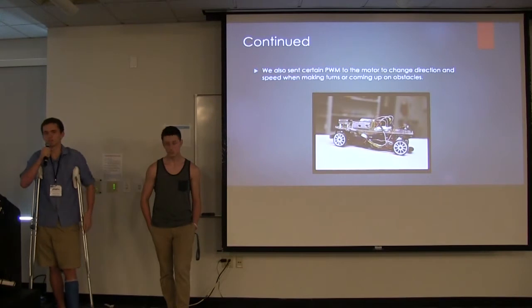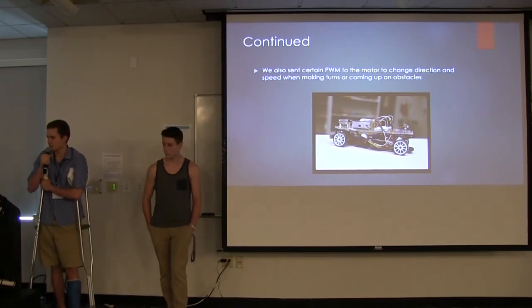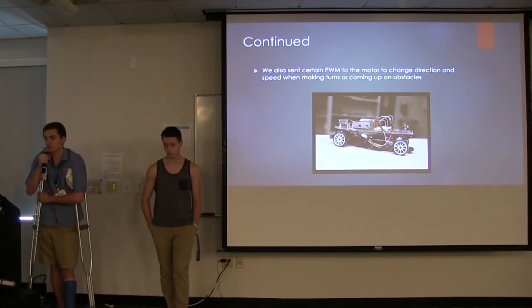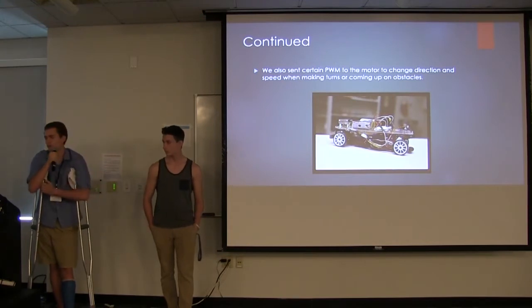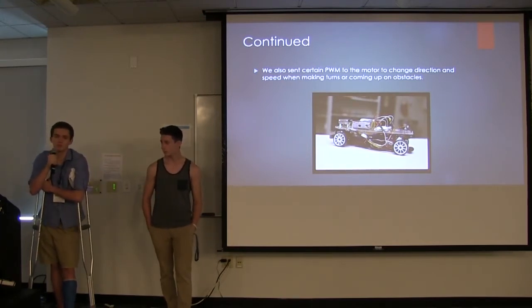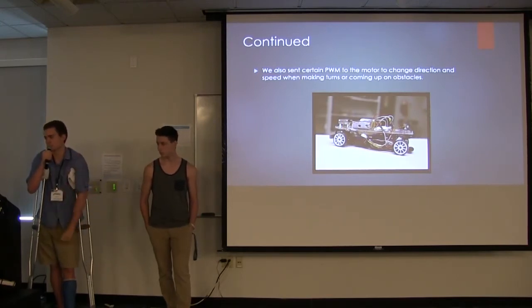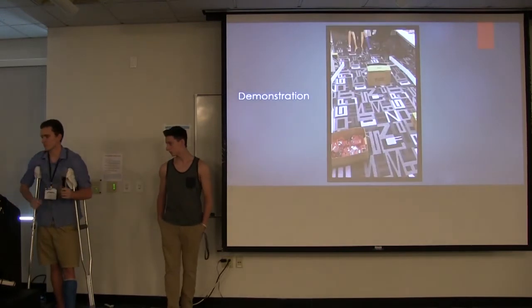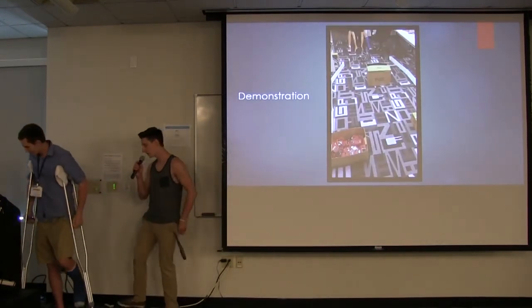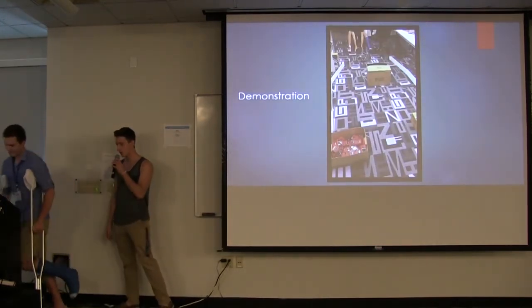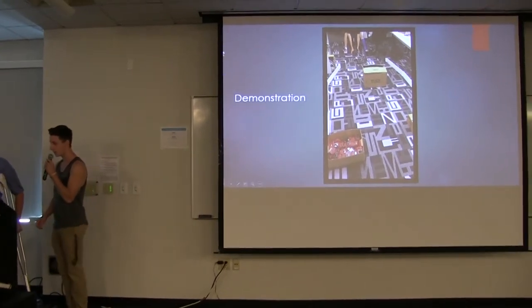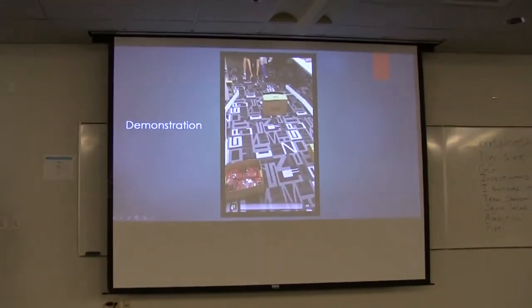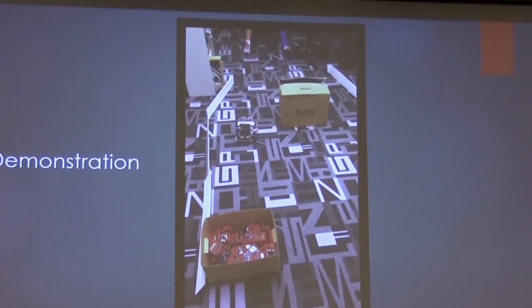And then also, like I said earlier, we use pulse width modulation, which is a function of the Arduino to control the motor to actually drive the car, and then a servo motor, which is a smaller motor that can control steering. All right, so here's going to be some demonstrations of our car actually functioning. This first one's just through a regular maze.